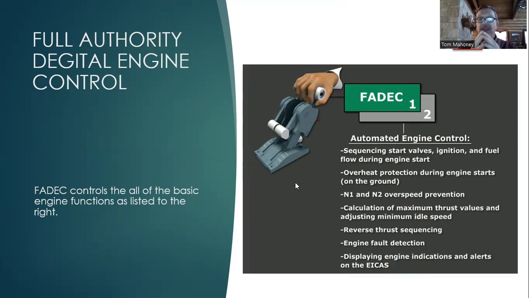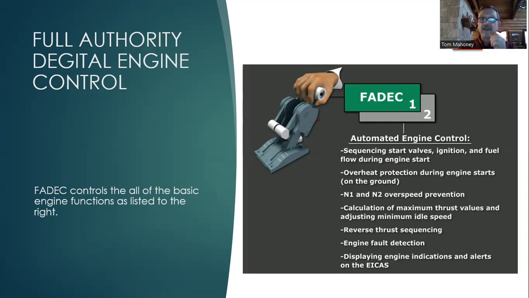The FADEC is the brains. You are just the mechanism that tells the brain what to do. How do you do it? You push the levers forward and aft, and the FADEC will interpret the position of those levers and then tell the engine how much thrust to put out, when to start, a lot of different things it does.